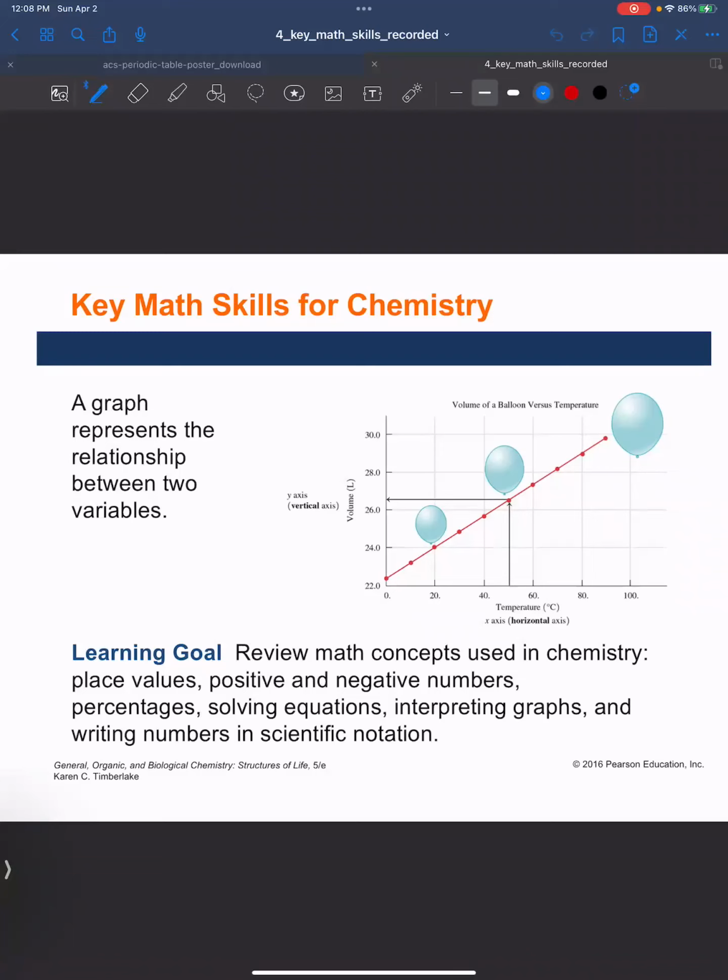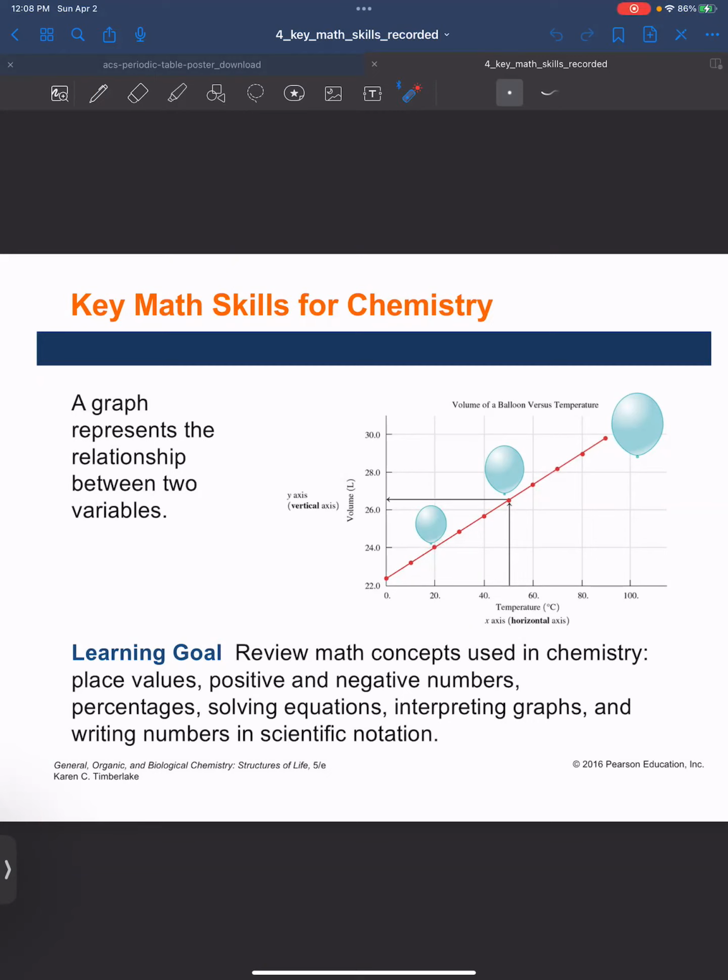Hello everyone, welcome back. In this video, we will review key math skills for chemistry, what you will need in this course to feel successful in solving problems. And so this is just an example of being able to interpret a graph. This graph always represents the relationship between two variables, and I'm going to teach you every step of the way how to really analyze a graph in order to extract key information.